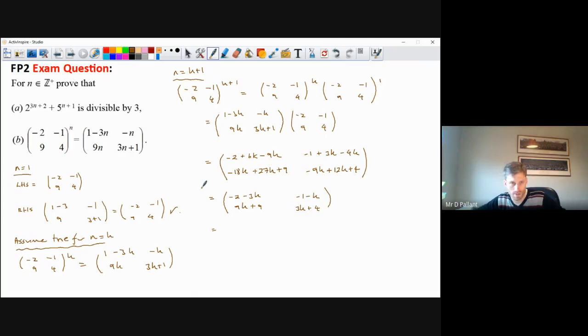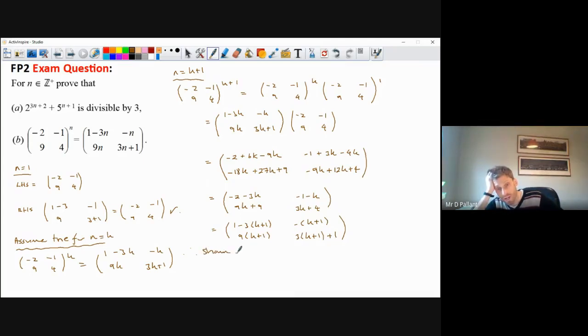So hopefully I've not made any mistakes on this. We'll find out. Hopefully that's the same as 1 minus 3 lots of k plus 1. Let's check that. Minus 3k minus 3 plus 1. That's correct. That's the same as 9 lots of k plus 1. Yes, it is. Minus 1 minus k is the same as minus brackets k plus 1, of course. And that's the same as 3 lots of k plus 1 plus 1. And that's exactly what I want. So I've shown that this is true. So therefore, I've got the same conclusion.